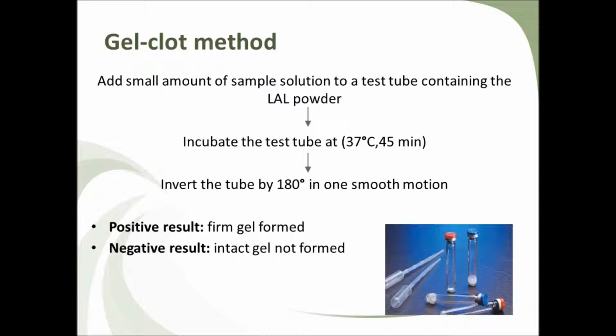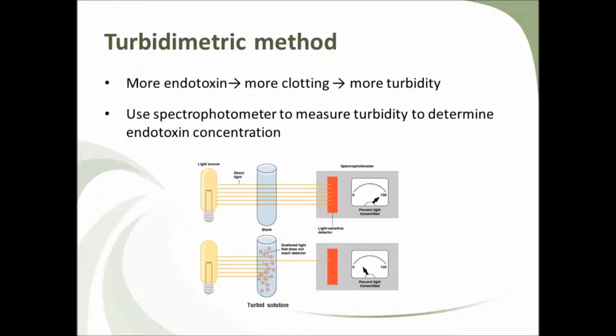The test tube is then incubated at 37 degrees Celsius for 45 minutes. After incubation, the tube is inverted by 180 degrees in one smooth motion. If the tube contents remained upon inversion, it means that a firm gel formed and a positive result is obtained. Conversely, a negative result is obtained if an intact gel is not formed.